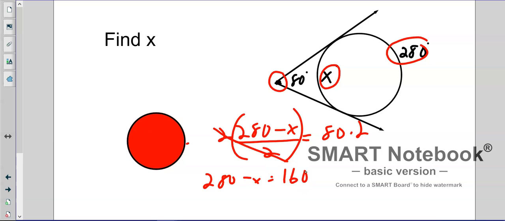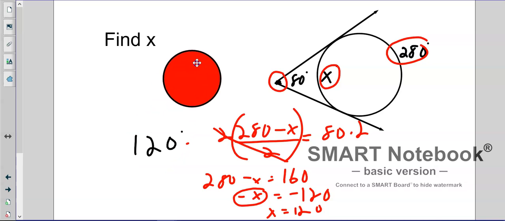Now when I subtract 280, I'm going to be careful. I get negative x. Don't lose that because we get negative 120. A lot of people will say x equals negative 120, but you can't have a negative angle. So you must divide by negative 1 and get positive 120. Again, you won't have to memorize this. You just have to be able to do it.